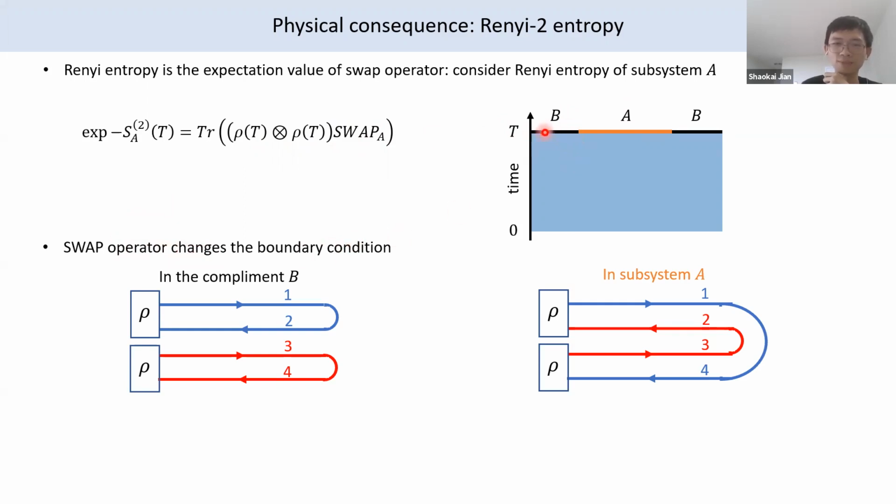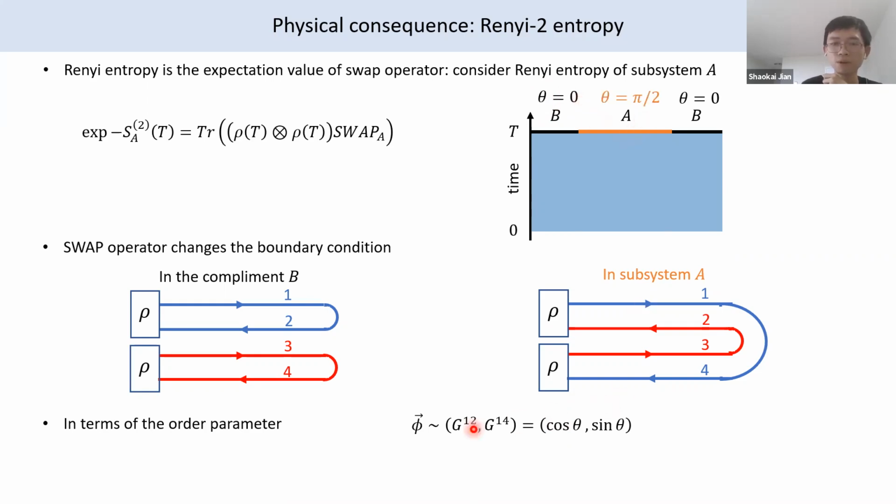So I will regard this boundary of time as the boundary. In complement B, since there is no swap operator, it's an ordinary trace, so we just connect each density matrix separately. In subsystem A, because of the swap operator, it leads to such a connection. We connect 1 to 4 and then 3. Our order parameter is given by correlation. For complement B, because G12 is non-vanishing, the angle theta is 0. On the other hand, in subsystem A, G14 is non-vanishing, so the angle is pi over 2.